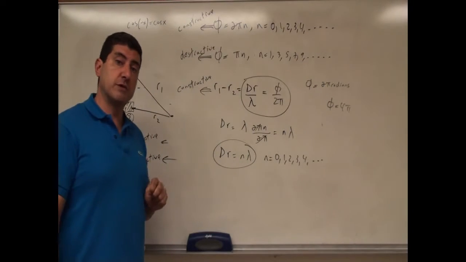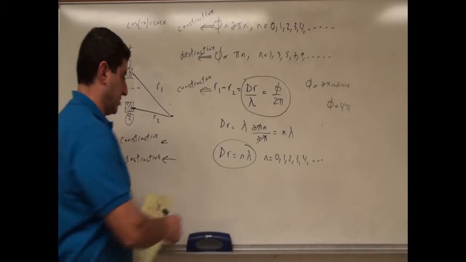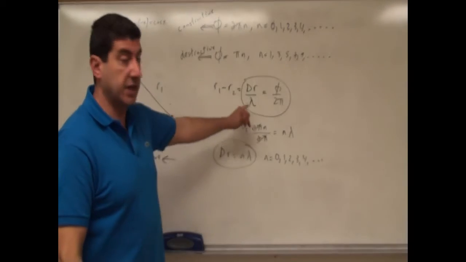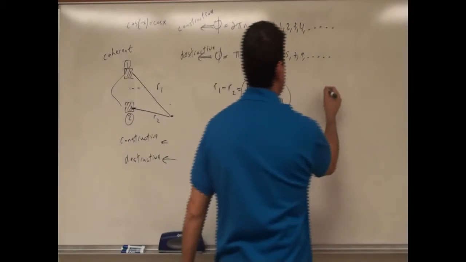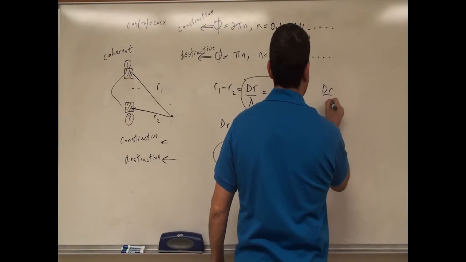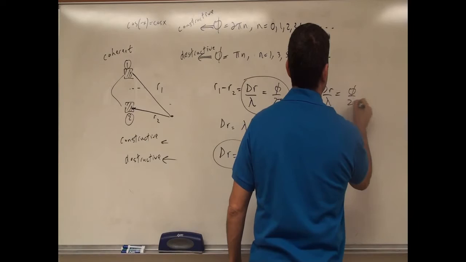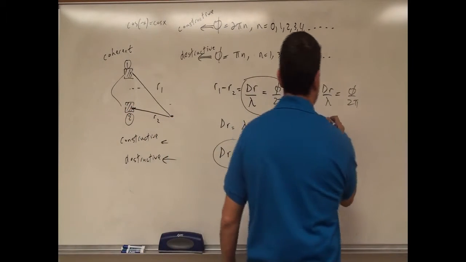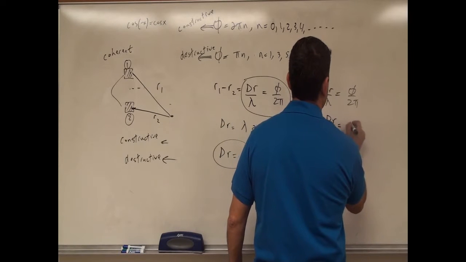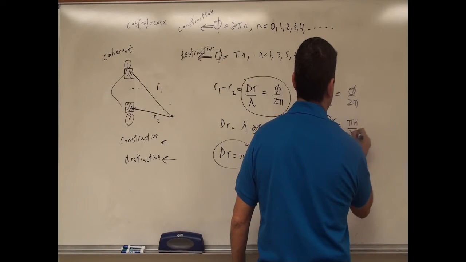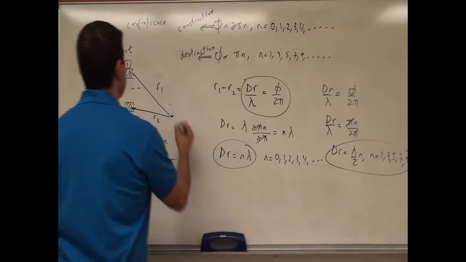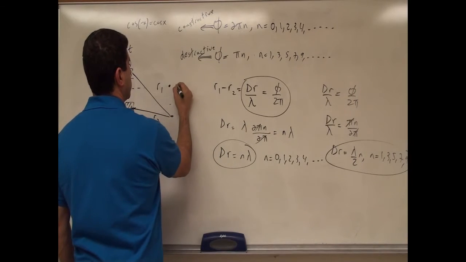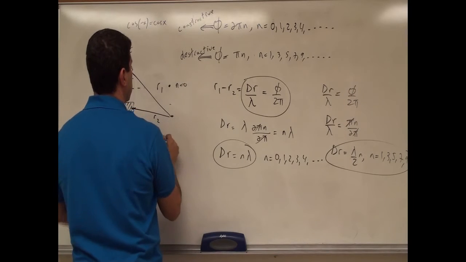Now, what's going to be the rule for the destructive interference? I can use this general relationship and apply it to destructive interference. So dr over lambda is equal to phi over 2 pi, and then I'm going to put phi is equal to pi n. dr over lambda is equal to pi n over 2 pi. And we said right in the center is where you have constructive interference, so that is n is 0.